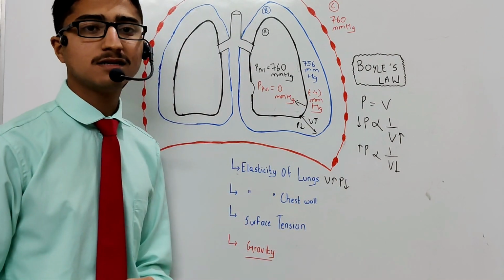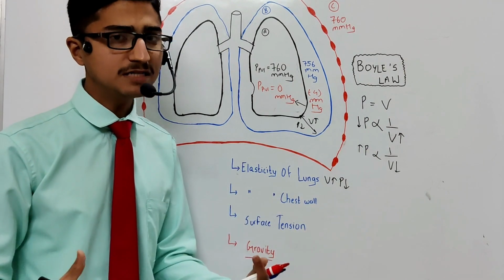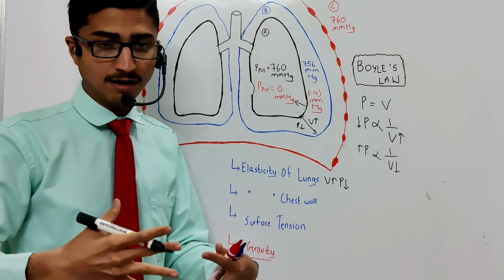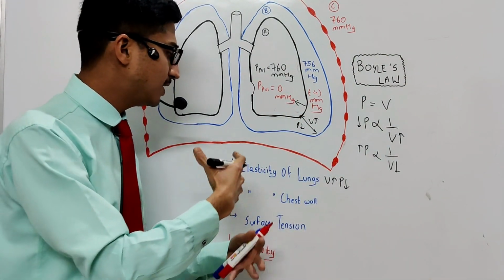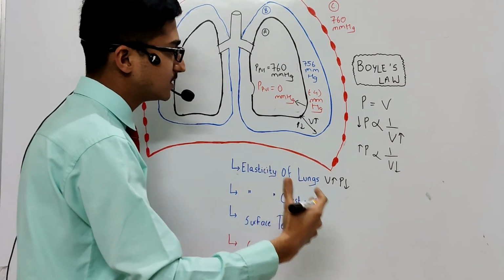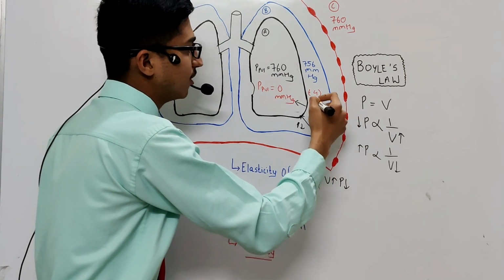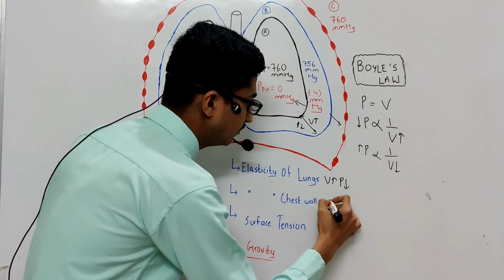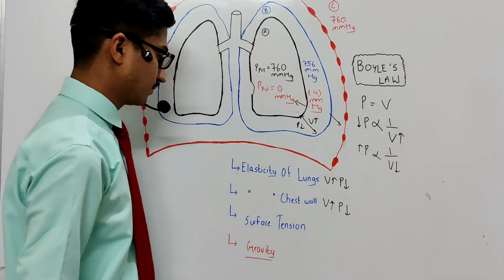Next is elasticity of chest wall. We have seen that during the process of inspiration, the chest wall itself expands so that the air can move easily to the alveoli. So during expansion, what happens? During expansion of the chest wall, the parietal pleura moves away from the visceral pleura. Here also, the volume increases and the pressure decreases.